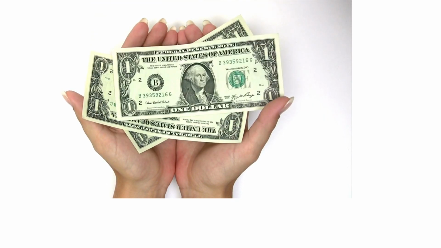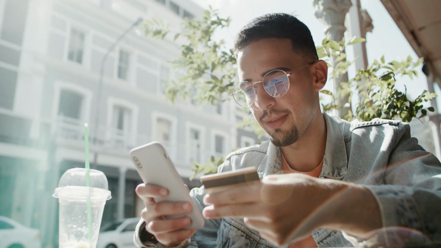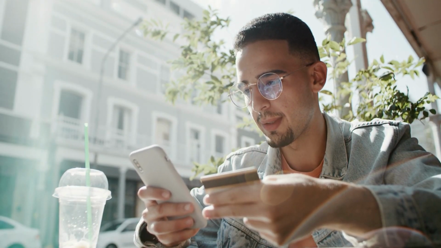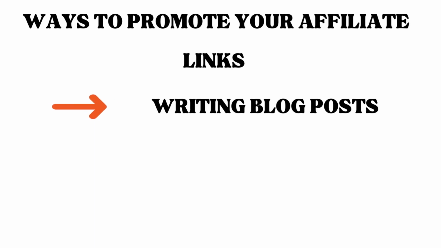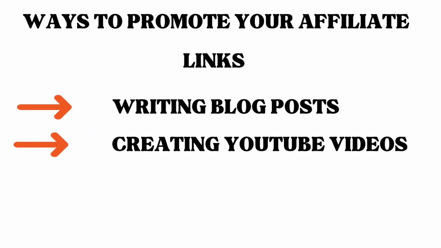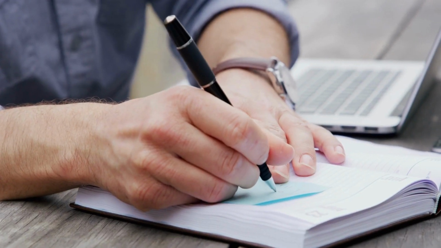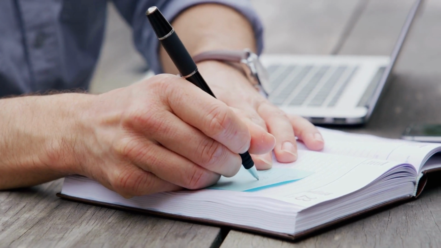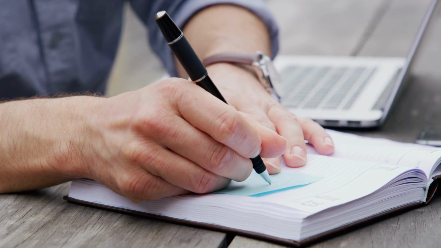It's that simple. Now that you have your affiliate links, it is time to start promoting the products or the services that you have chosen. There are many ways that you can use to promote your affiliate links, including writing blog posts, creating YouTube videos, posting on social media, and a whole lot more. One thing you need to take note of is that you need to find the method that works best for your audience. Very important.